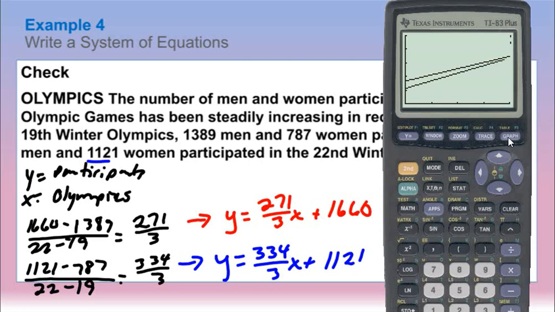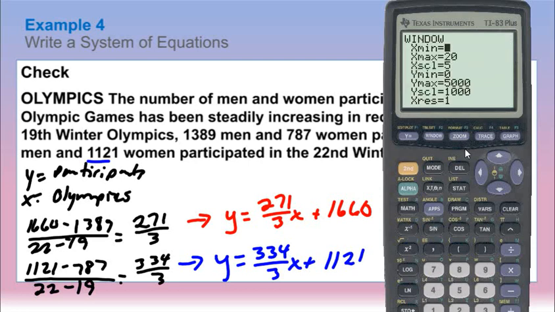Here's the women's. Okay, we can't quite see where they cross. I have to extend my x's, so let's count this by 50. Again, here's the men, here's the women. They cross here. So hit second, trace, intersect, number 5. Enter, enter 3 times. And it tells us 25.6.